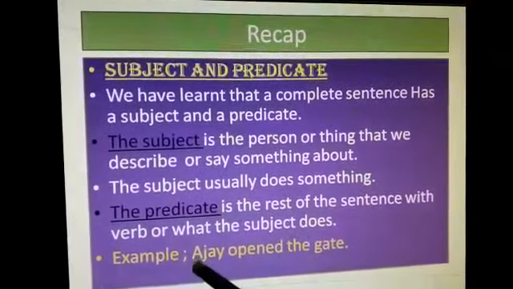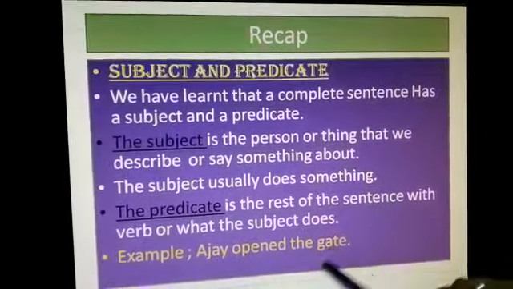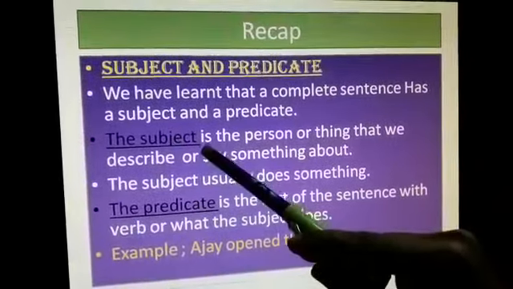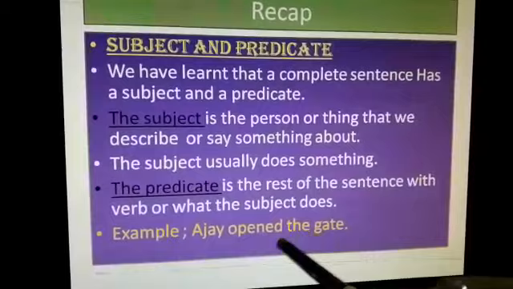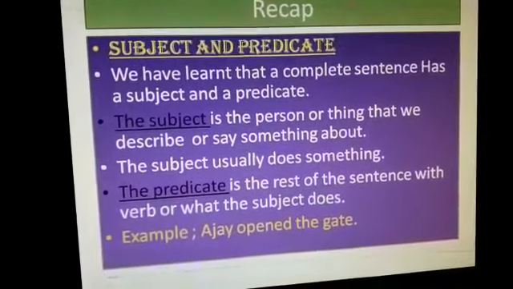For example, Ajay opened the gate. Here, Ajay is the subject who does something. What did he do? He opened the gate. So, this is the predicate.